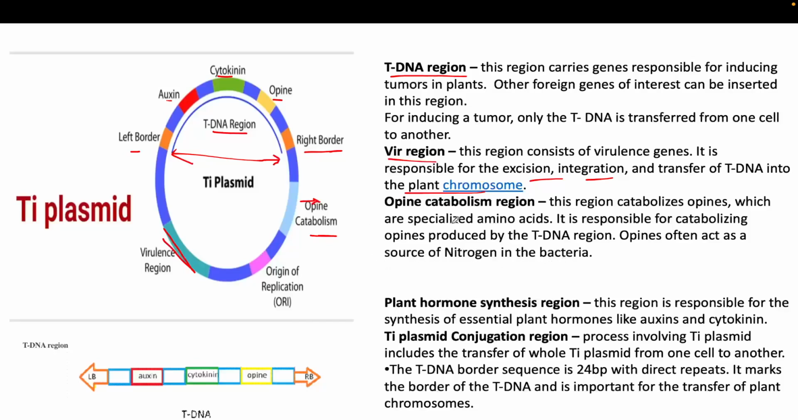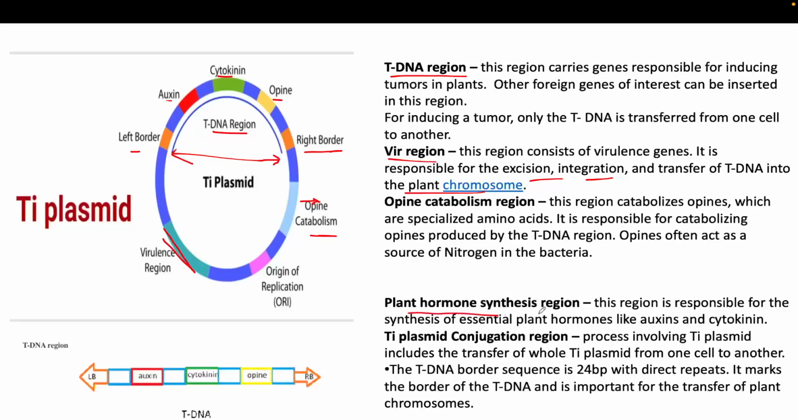So this region is only required when you have the opine region in your T-DNA. Suppose you do not have the opine region, then there is no need to insert this opine catabolism. In natural conditions it is produced because the Ti plasmid causes infection inside the plant cell. To multiply, Agrobacterium tumefaciens requires energy, so that's why the opine system is synthesized and metabolized. Opine catabolism is required.